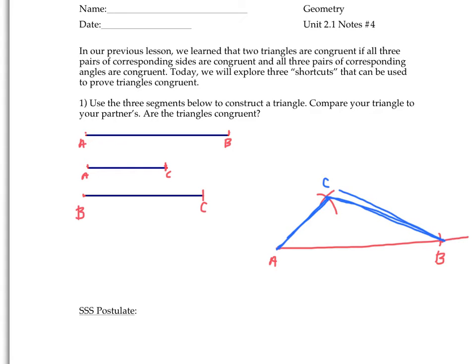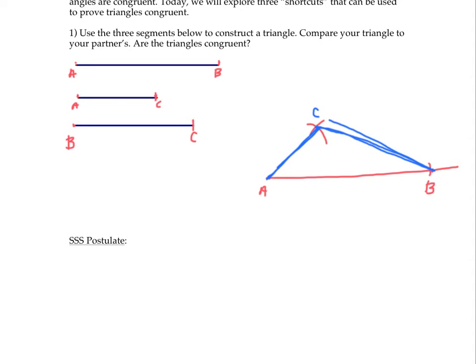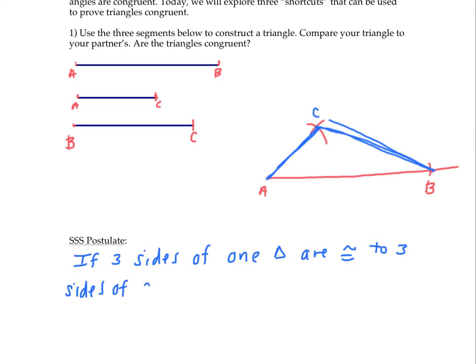So this is our first shortcut in here. If we know 3 sides of one triangle are congruent to 3 sides of another triangle, then the 2 triangles are congruent. Okay, so that's our first shortcut for today. It's also called the side-side-side postulate. And again, putting that in writing, if 3 sides of one triangle are congruent to the 3 sides of another triangle, then the triangles are congruent.